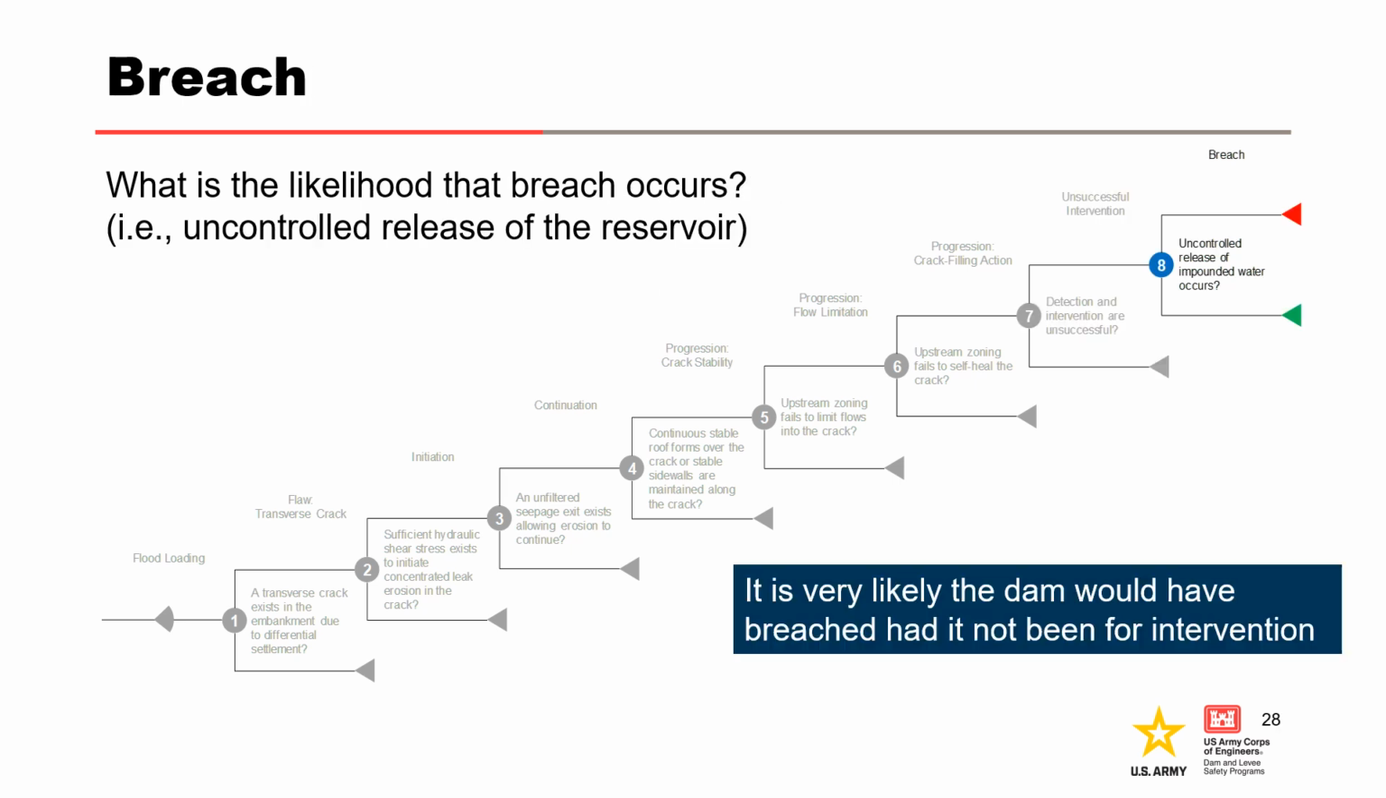For node 8, the last node in the event tree, what is the likelihood that the uncontrolled release of the reservoir occurs? If intervention had not been successful, Wister Dam would have almost certainly breached by gross enlargement of the leakage pipes, leading to collapse of the overlying embankment and overtopping. Fortunately, breach was averted because the reservoir was lowered below the erosion tunnels, arresting the failure mode development. Some gross enlargement likely occurred because the erosion rate was increasing even as the reservoir level was decreasing, as shown in the photos earlier in the presentation.